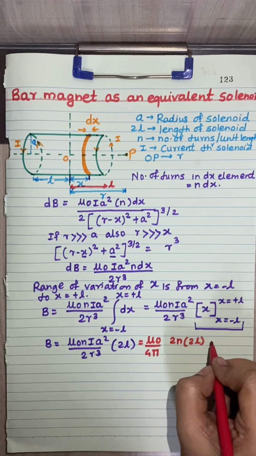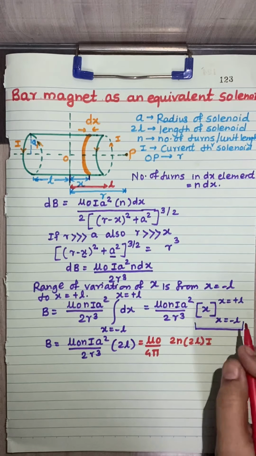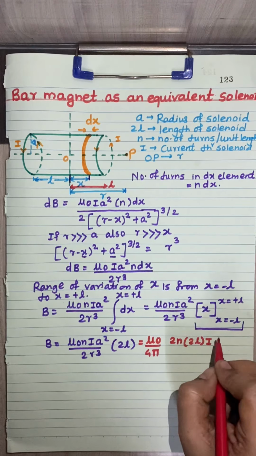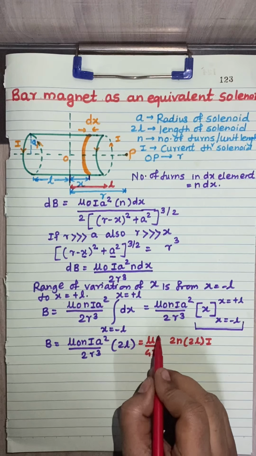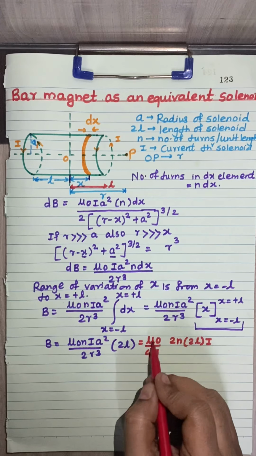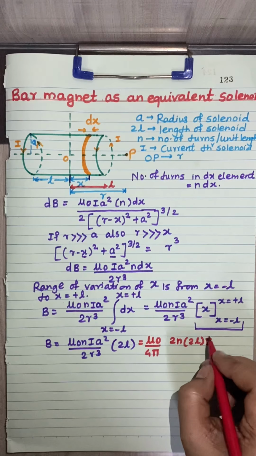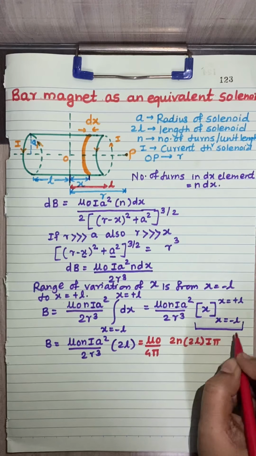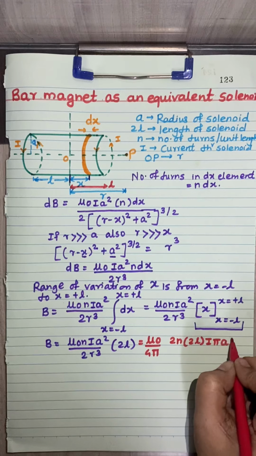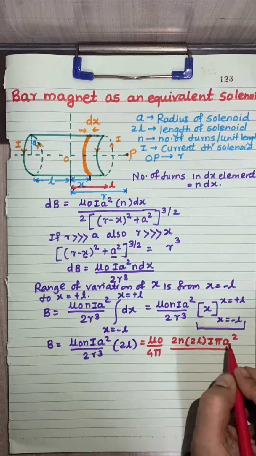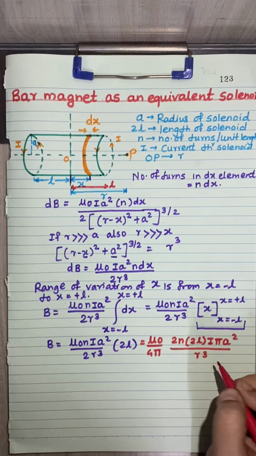2n 2L I. Okay, now pi a square, because pi was not there, so I want to make this factor mu naught upon 4 pi. So that's what I have introduced the pi in the denominator. I have to introduce the pi in the numerator. So it is pi a square divided by r cube.